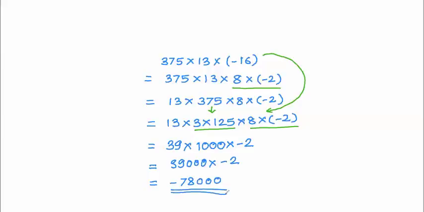Now what we have done here is we have seen that there is a 375. So 375 we have factorized into 3 and 125, and we also saw there is a minus 16 which we have factorized as 8 and minus 2. That way we have got two numbers, 125 and 8, which makes all our calculations easy, because 125 into 8 gives us 1000. The remaining 13 into 3, 39 is easy multiplication, and then again 39 into 2, 78, and further multiplications are easy.